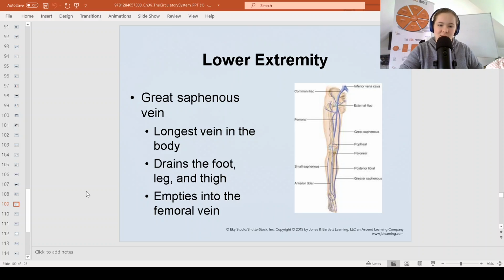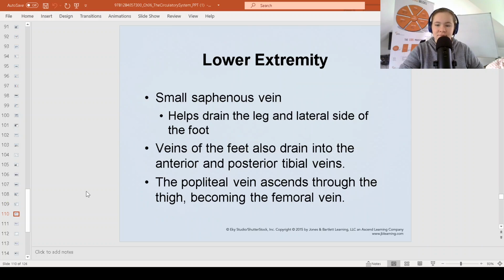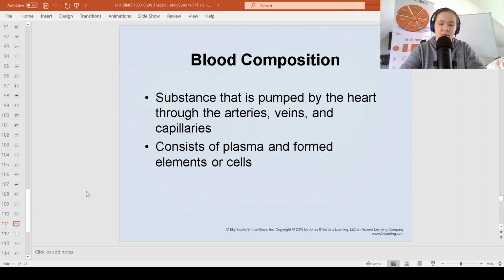In the lower extremity, we have the great saphenous vein, which is the longest vein in the body. This drains the foot, leg, and thigh and empties into the femoral vein. The small saphenous vein helps drain the leg and the lateral side of the foot. The veins of the feet also drain into the anterior and posterior tibial veins. The popliteal vein ascends through the thigh, becoming the femoral vein.